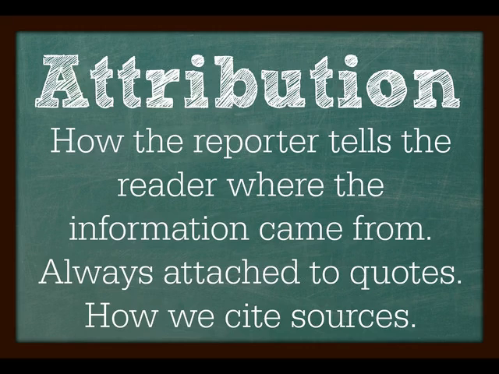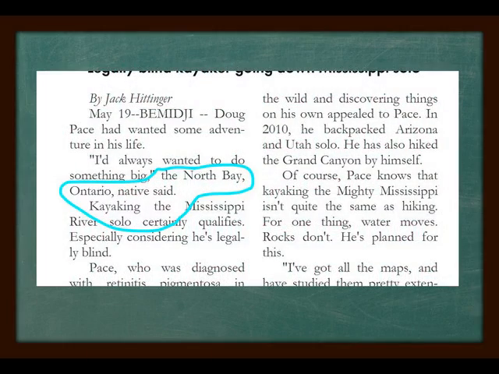Attribution is the next term. Attribution is a big word for a very small thing. This is how the reporter tells the reader where the information comes from, and it is always attached to quotes, and it is how we cite sources in stories. For example, in the quote, "I'd always wanted to do something big," the North Bay, Ontario native said. I've circled the North Bay, Ontario native said. That's the attribution. Notice that the word said is last.